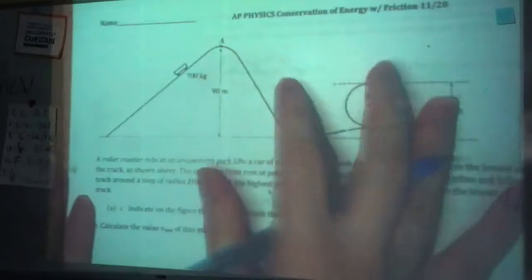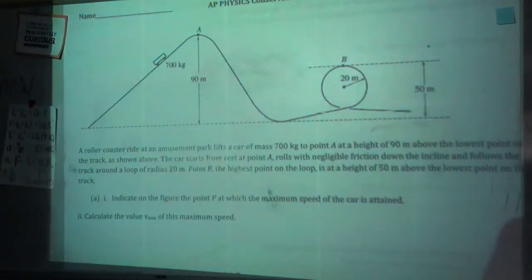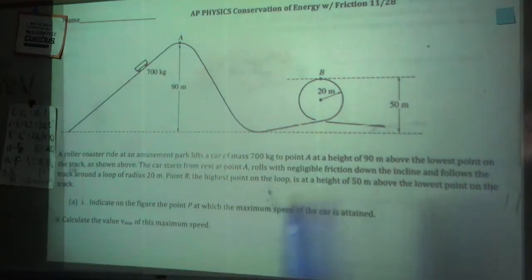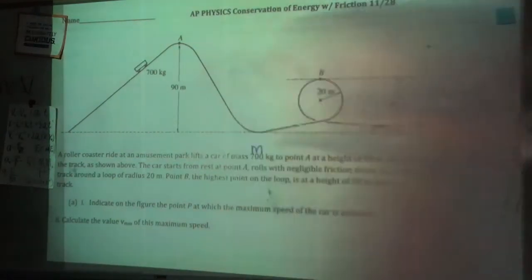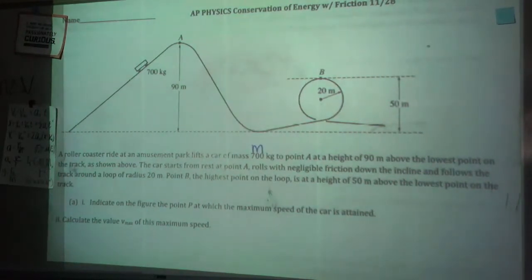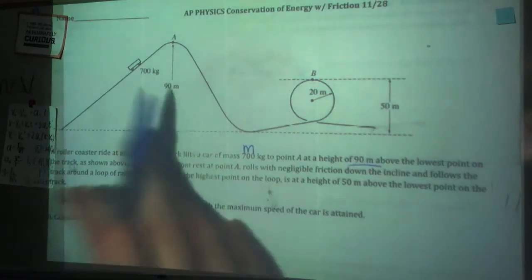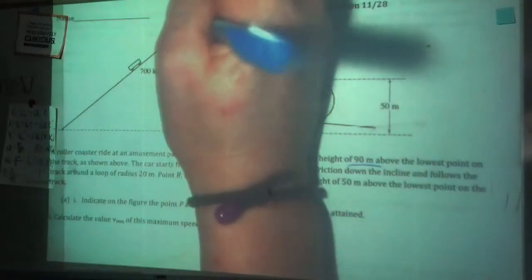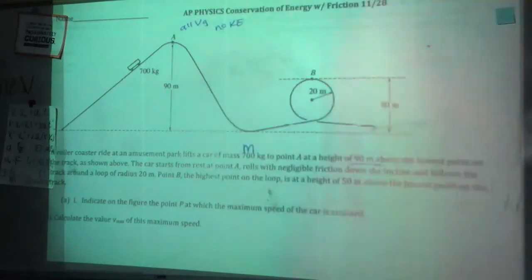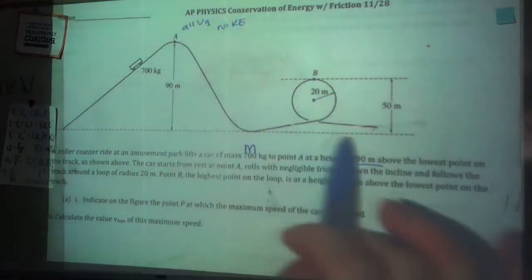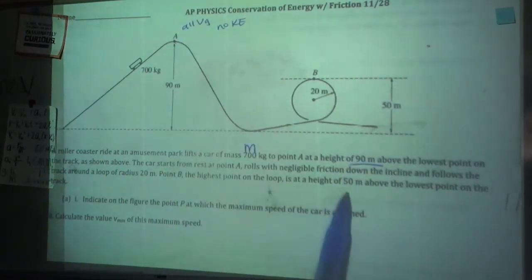Alright, today, first of all, try this on your own before you watch the video of me going through it. So what we have is a roller coaster ride in Music Park. It lifts a car of mass 700 to a point A, which has a height of 90 meters. The car starts from rest at point A, so right here this is all potential energy, no kinetic. It says it starts from rest at point A and rolls down with negligible friction, that's good, and follows around a loop. At point B, the highest point in the loop, the height is 50 meters.